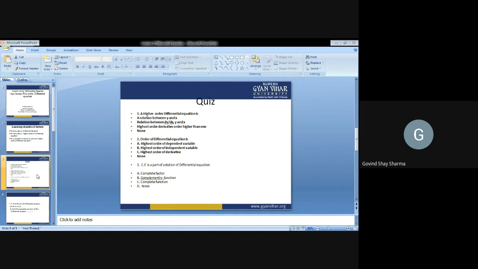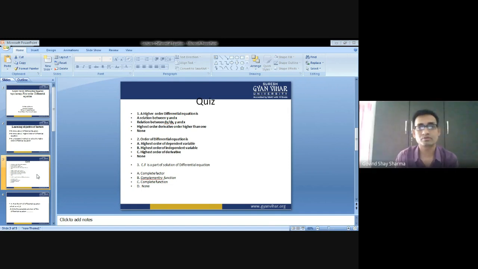Second, order of a differential equation: the highest order of the derivative. I already asked you this question in first order differential equations, but here it is also important because we discuss higher order differential equations. CF is a part of the solution of a differential equation. What is the CF? Complementary function. I think B is the absolutely right answer.